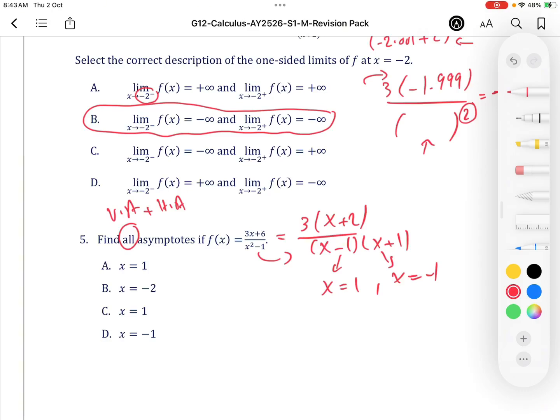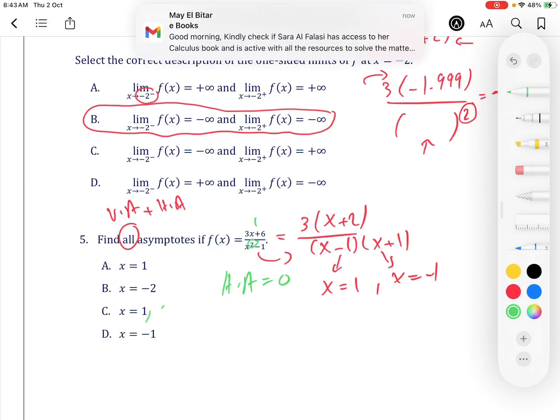Horizontal asymptote depends on the degree of the numerator and denominator. The degree here is 1 and the degree here is 2. This is the fastest way. So the degree of the numerator is less than the degree of the denominator, so the horizontal asymptote is 0. I think the answer should be modified. So 1, -1, and the horizontal asymptote is 0.